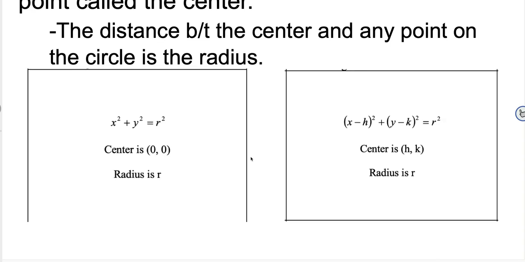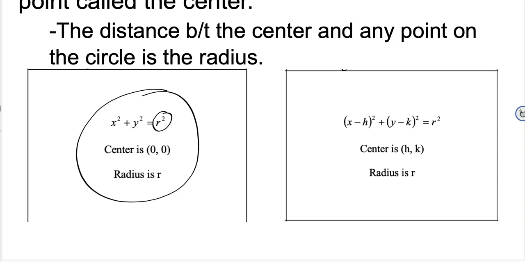On your notes, you have a couple boxes, and this is what you want to write in your boxes. We have the form on the left here, where it's just x squared plus y squared equals r squared. Center is 0, 0, radius is r. Note that in the form we have r squared normally, so in order to get from r squared to r, we're going to have to square root that.